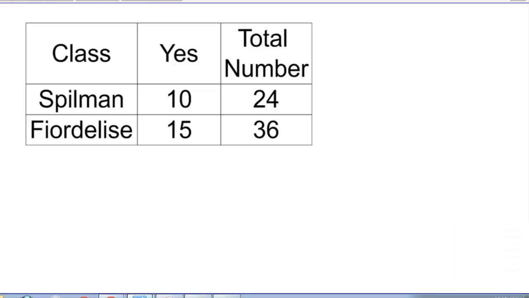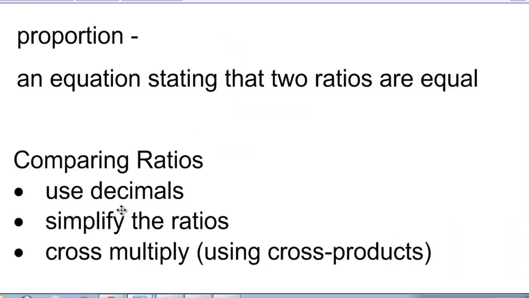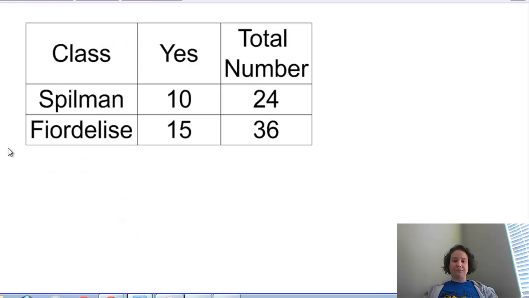So if we look back at our methods for comparing ratios, we could use decimals. So we could change those two ratios into decimals. We could also simplify those two ratios and see if they simplify to the same thing. Or we could cross multiply and find the cross products and see if they're the same. And if they are the same, then again, these would form a proportion, meaning that they would be two equal ratios. So let's go ahead and do that for all of these.